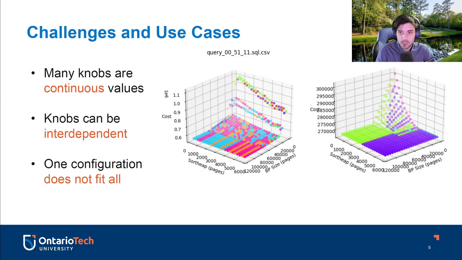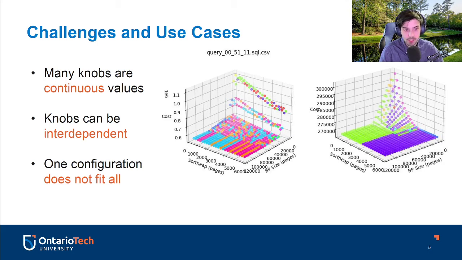So to highlight some challenges and use cases with this, one of the reasons why it's so difficult for human experts to tune as well is that a lot of the knobs are continuous values. They're not always discrete choices, yes or no, or a limited selection of choices. Generally, many of them are continuous. So that means that there could, in theory, be any number of choices, almost infinite number of combinations, because we're kind of dealing in a continuous space.